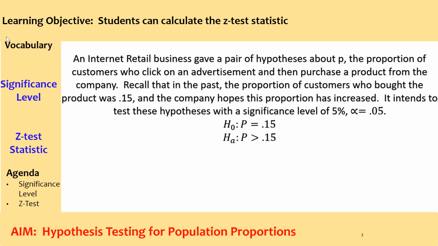So for an example, an internet retail business has a pair of hypotheses about P, the proportion of customers who click on an advertisement and then purchase a product from the company. Recall that in the past, the proportion of customers who bought the product was 0.5, and the company hopes this proportion has increased. It intends to test this hypothesis with a significance level of 5%.